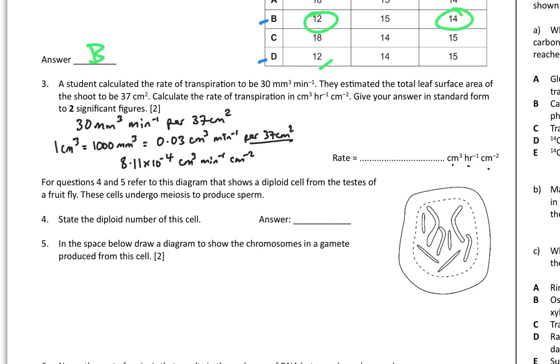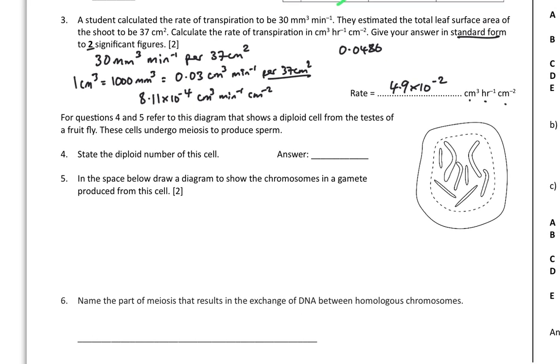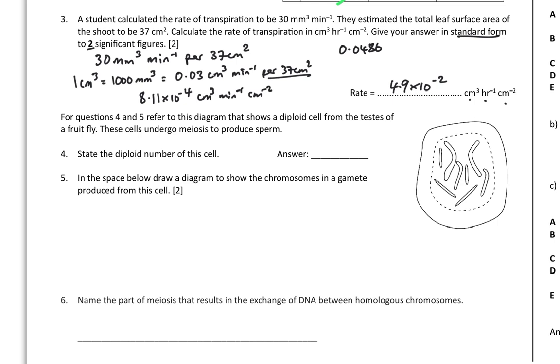So my final answer is 0.0486. It needs to be in standard form, 2 sig fig. So shift the decimal place across a couple of times. It's 2 sig fig, isn't it? So it's 4.9 times 10 to the minus 2 is the answer that I get. I'm as likely to be wrong on a maths question as anyone, so hopefully I'm right there. I'm not using the mark scheme, I'm just having a go at these.